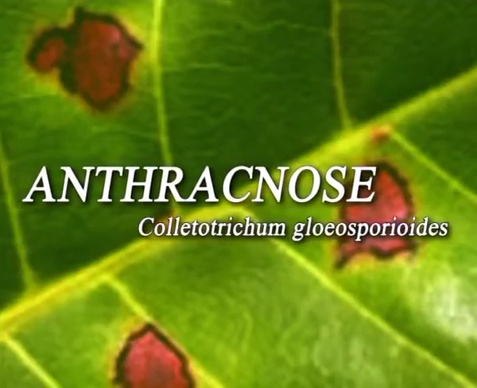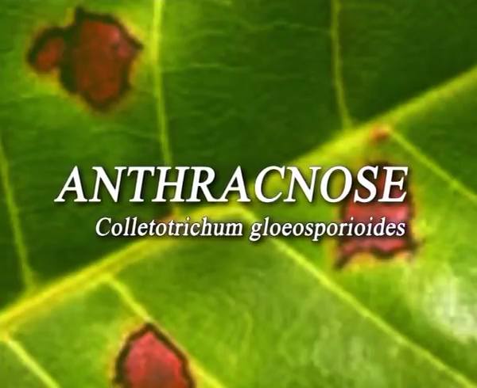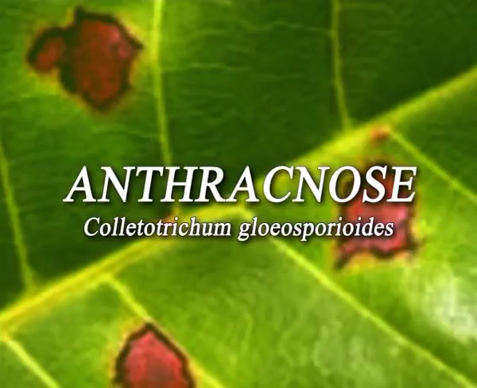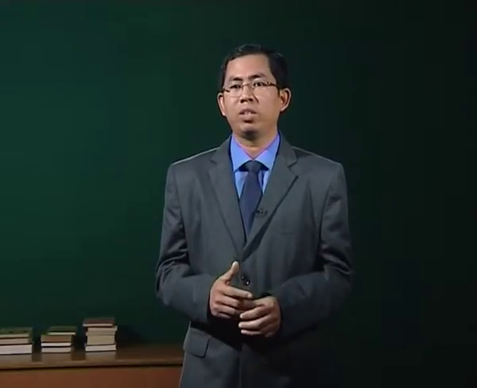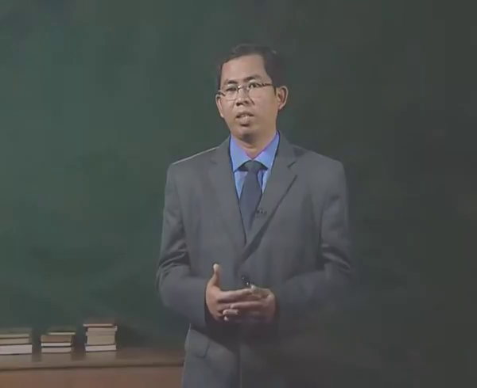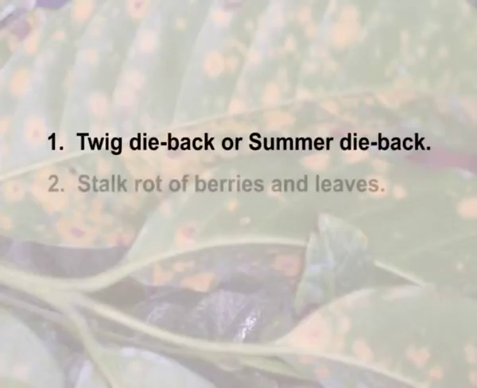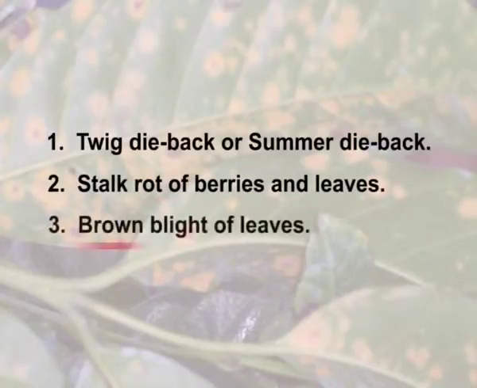Next important disease is anthracnose. Anthracnose is caused by Colletotrichum gloeosporioides. The fungus affects leaves, twigs as well as berries of coffee. The fungus causes 3 different diseases on coffee. The 3 different types of diseases are twig dieback or summer dieback, next one is the stalk rot of berries and leaves, and the third one is the brown blight of leaves.